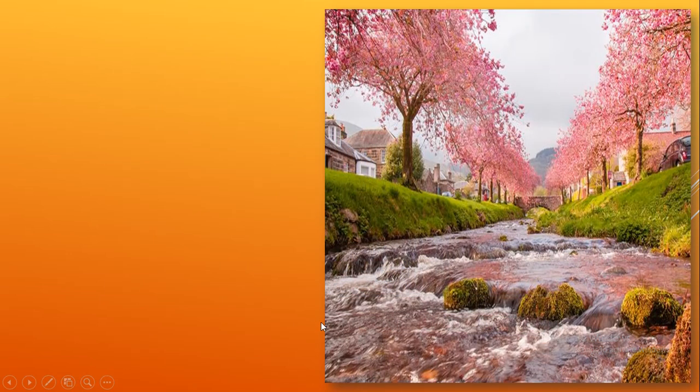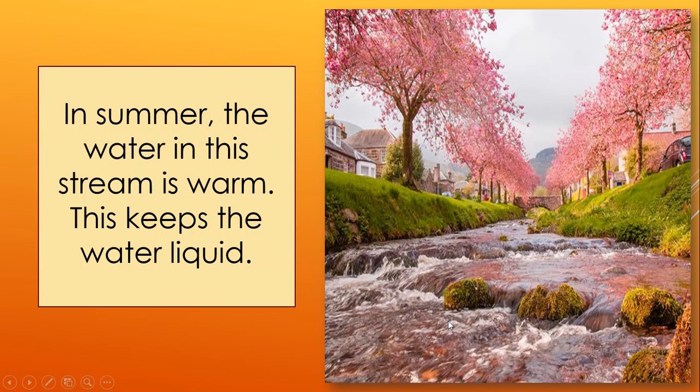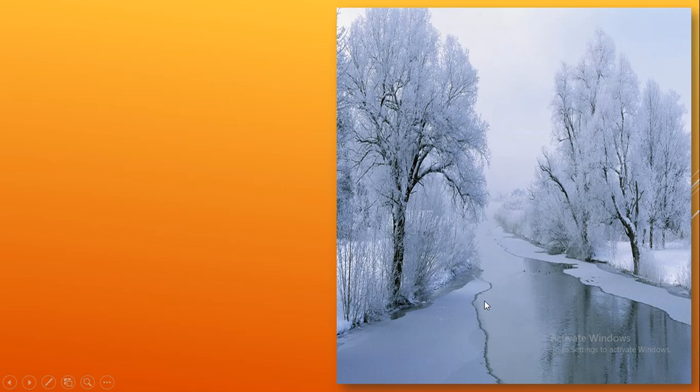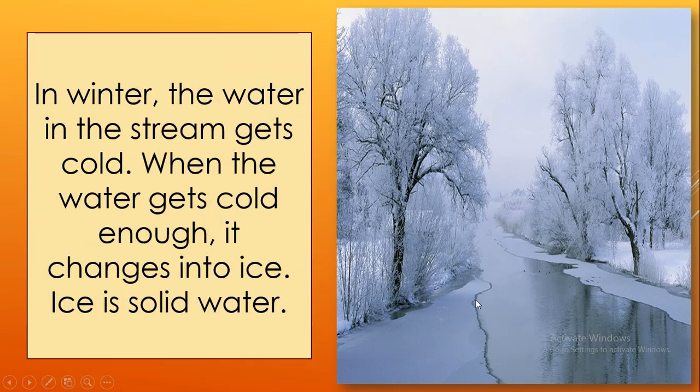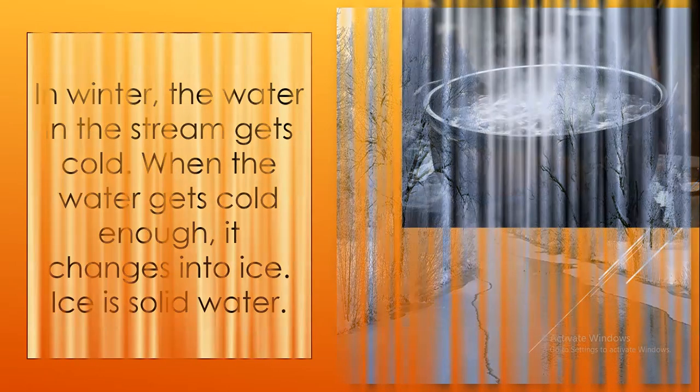That's ice. Now, in summer, the water in this stream is warm. This keeps the water liquid. In winter, the water in the stream gets cold. When the water gets cold enough, it changes into ice. Ice, as you know, is solid water. Now, in spring, the stream will get warm again. It will change back into liquid.